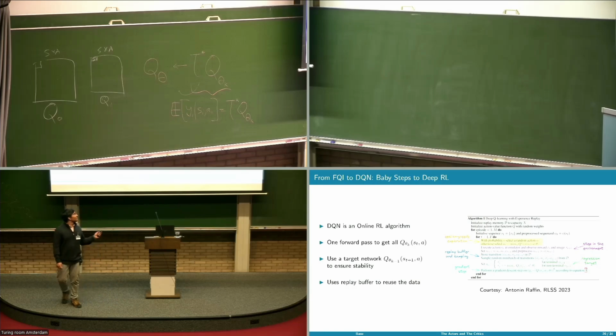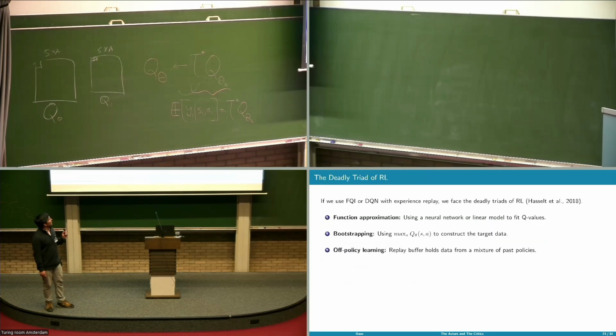So this is a very classic and interesting trick from there. But still, the story doesn't end, and Aditya really wanted me to talk about the deadly triad, basically. So we have this slide. If we use FQI or DQN with experience replay, we face the deadly triad of RL, right?